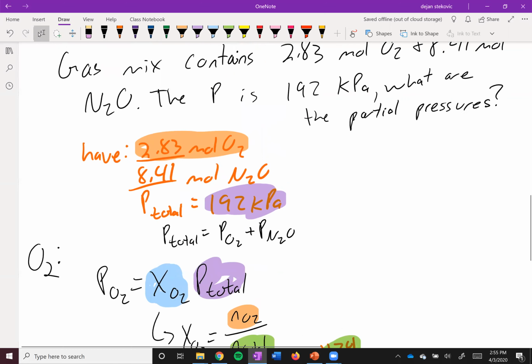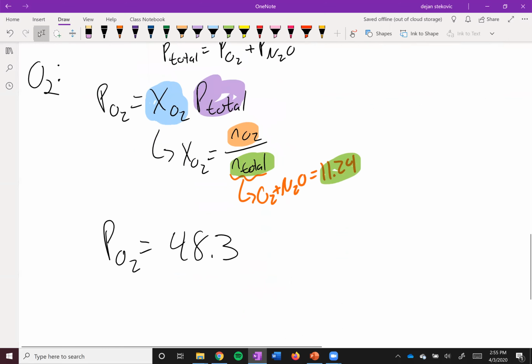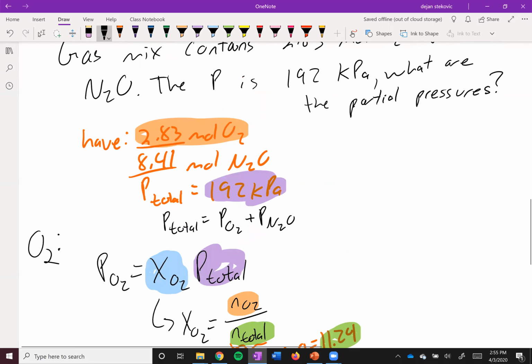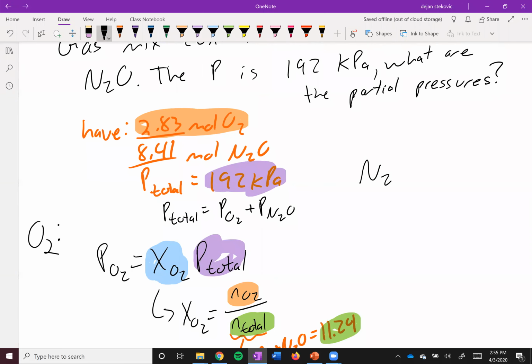And then think about your units here. The mole fraction is moles over moles, so no units. And then the pressures in kilopascals. So this is going to be kilopascals. You want to go ahead and do N2O on your own. So pause the video, do it on your own. You should get 143.7 kilopascals.